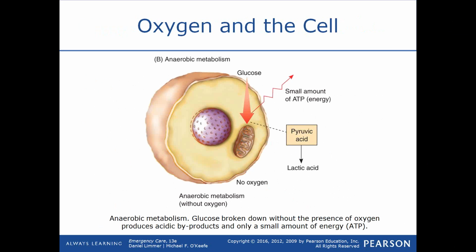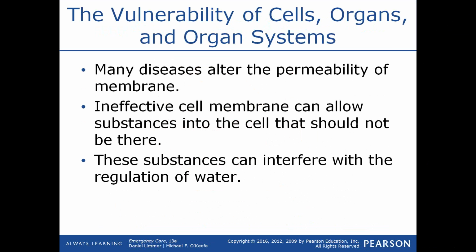Pyruvic acid also breaks down into what's called lactic acid, which can lead to lactic acidosis and can change the pH in your body, which will affect all your cells' ability to function. Metabolism without oxygen is called anaerobic metabolism. It's not very effective in making energy. It produces large amounts of lactic acid, which, if left unchecked or untreated, will lead to shock.